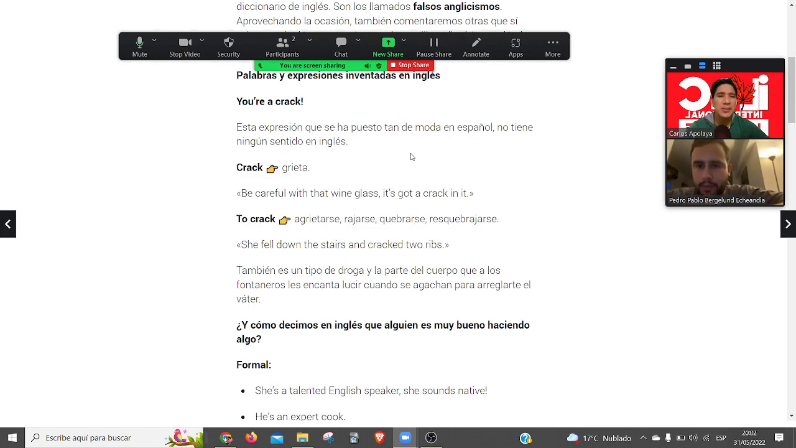Por ejemplo, tenemos esta expresión, you are a crack. En esta expresión en español tiene sentido, pero en inglés no. Por ejemplo, una vez escuché decir, Messi is a crack. Yo sé que Messi es un crack en español, but in English le estás diciendo que Messi es una grieta. It's weird, okay? Es raro. So, por ejemplo, tenemos, be careful with the wine glass. It's got a crack in it. To crack como verbo viene a ser agrietarse, rajarse, quebrarse.